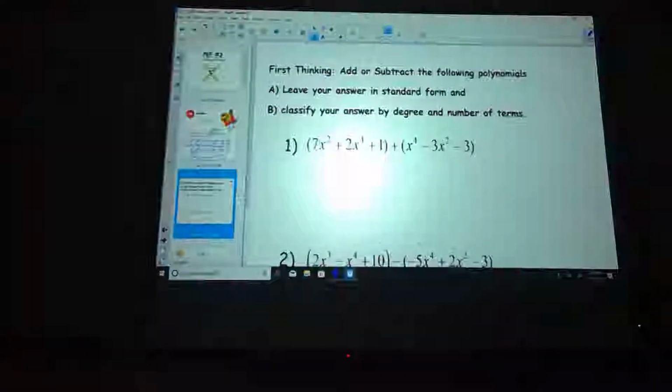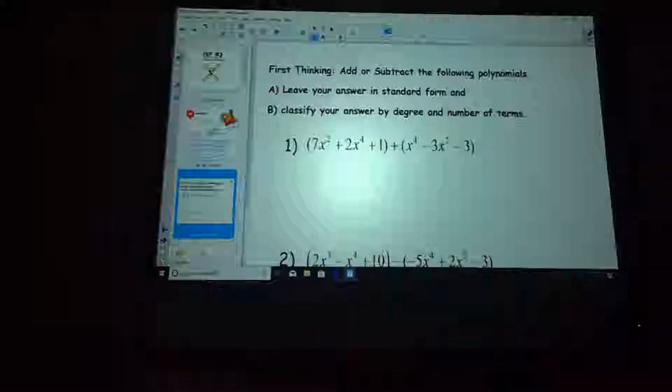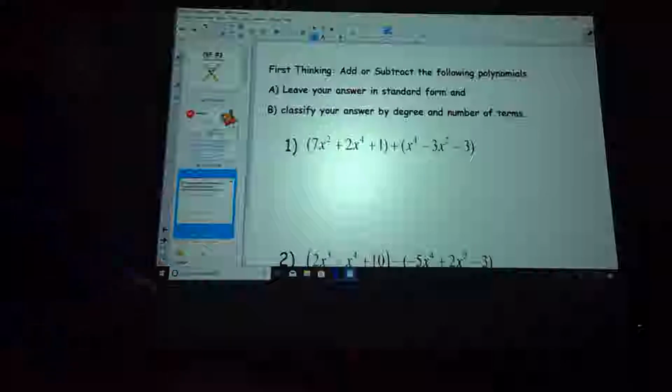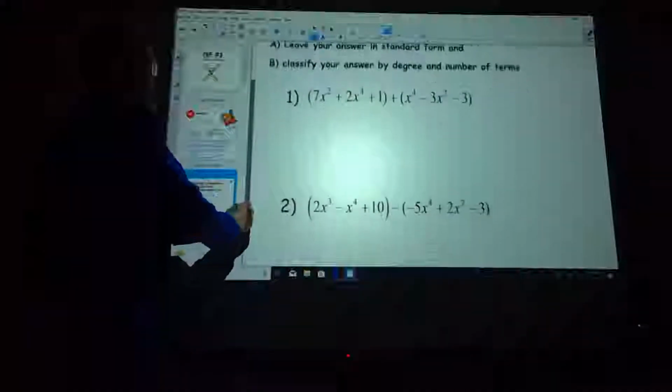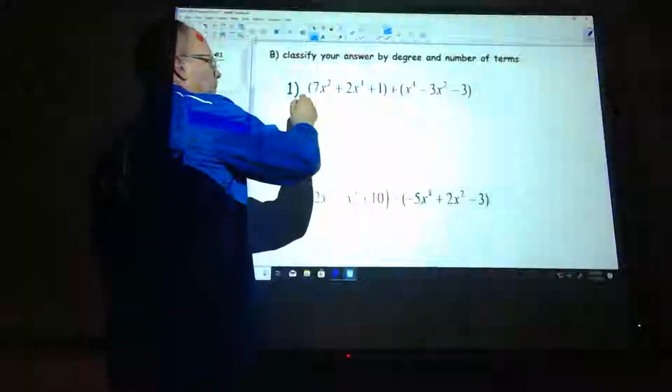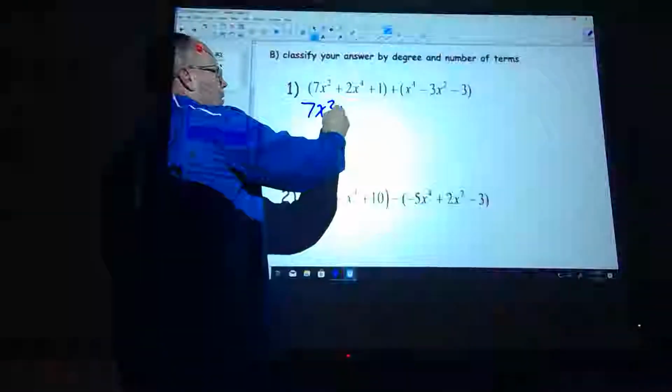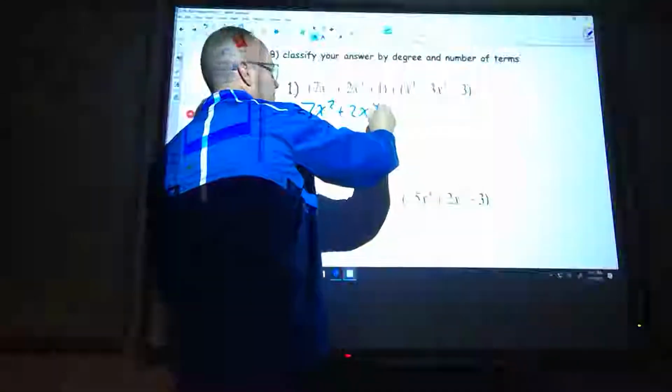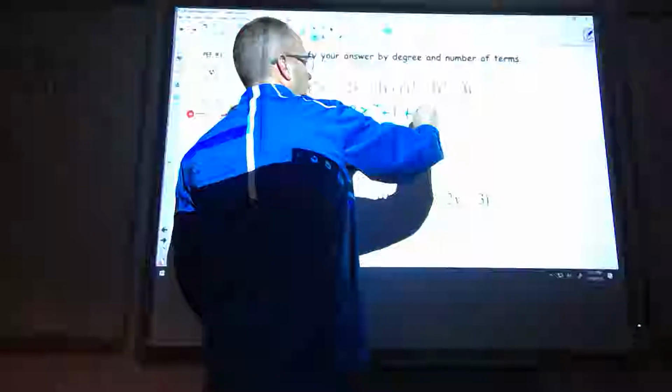Yeah. Cool. All right, so now, first thing, you have to subtract the following polynomials, leave your answer in standard form, so descending order with the exponents. Classify your answer by degree and number of terms. So can I just drop the parentheses on this one? Yes. Can I drop the parentheses on both sides? Yes. Yep, because it's plus, right?